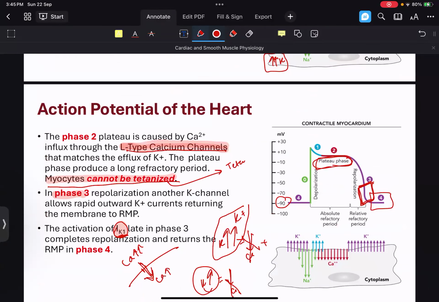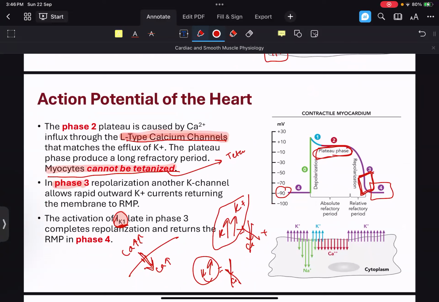Can a second action potential happen in phase three? Yes, it can, but in a very specific way. We'll discuss it in the next slide. Other than that, do we have any questions?